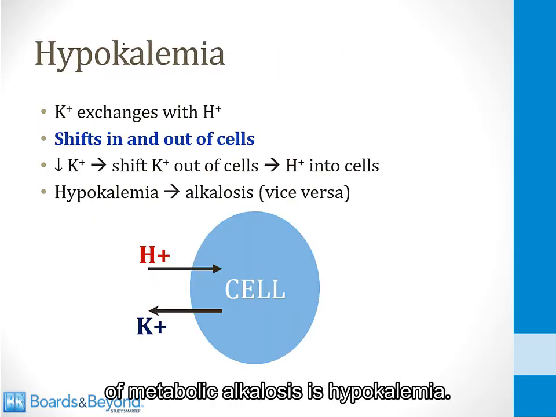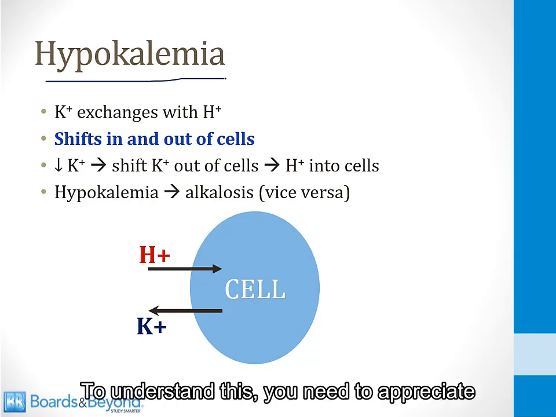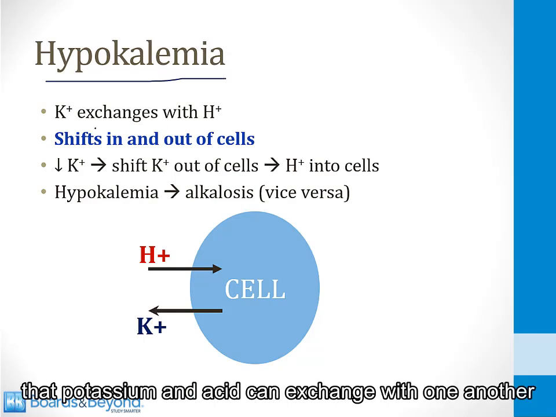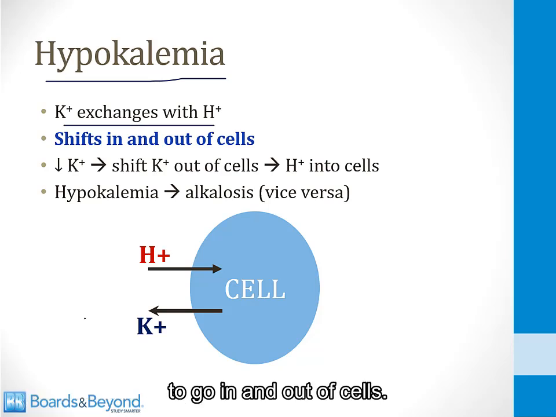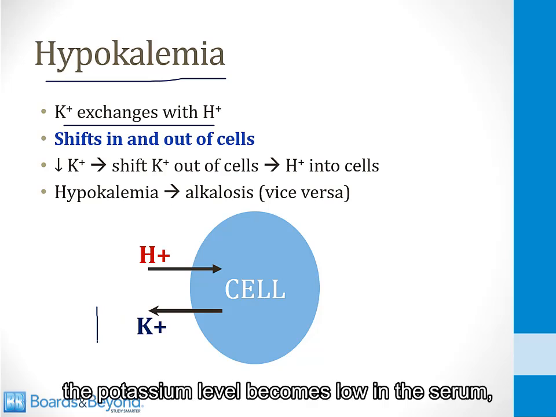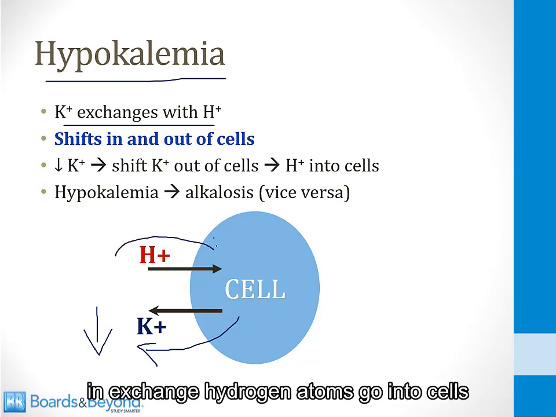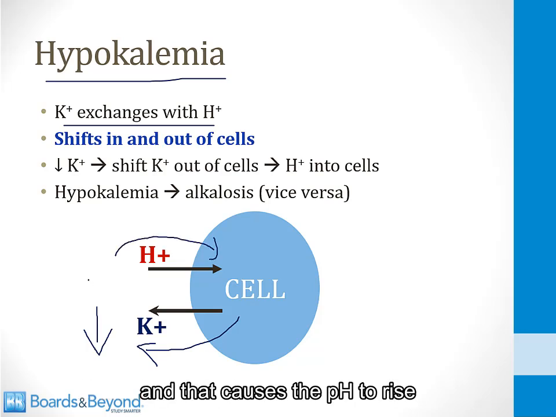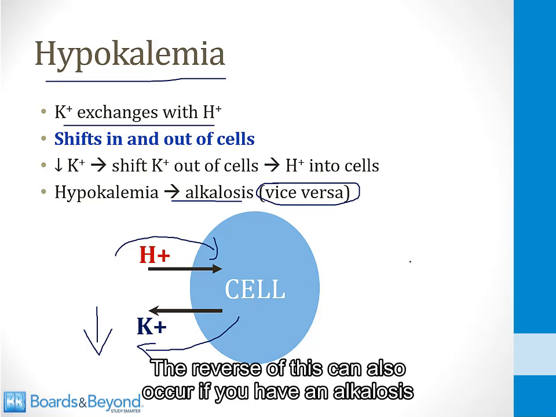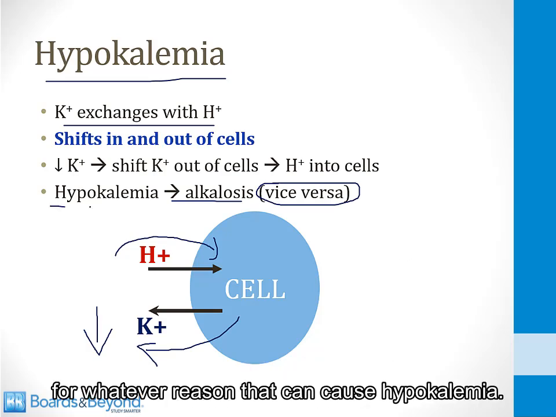The second major cause of metabolic alkalosis is hypokalemia. To understand this, you need to appreciate that potassium and acid can exchange with one another to go in and out of cells. So when you have hypokalemia, if you look at the cell I've drawn on the screen here, the potassium level becomes low in the serum. That tends to draw potassium out of cells in an attempt to replace the lost potassium. In exchange, hydrogen atoms go into cells, and that causes the pH to rise, and that leads to an alkalosis. The reverse of this can also occur: if you have an alkalosis for whatever reason, that can cause hypokalemia.